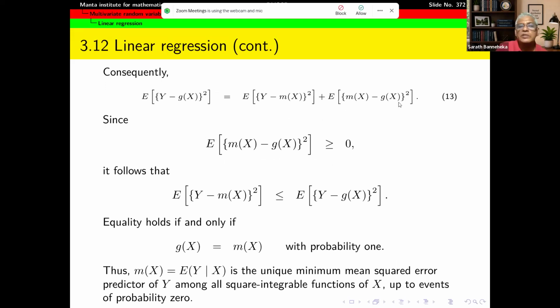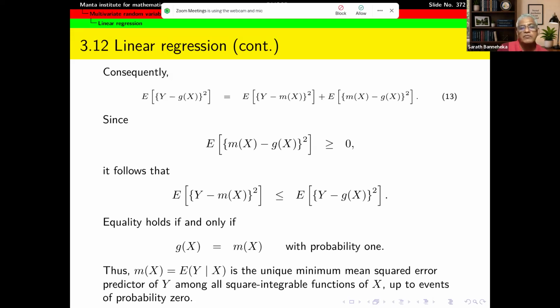Now, if you look at this quantity, this is the expected value of a squared random variable. Therefore, that quantity is always greater than or equal to 0. So that implies that this quantity here is greater than or equal to this quantity, where g(x) is any predictor and m(x) is the expected value of y given x. So it follows that the expected value of (y minus m(x)) squared is less than or equal to this quantity.